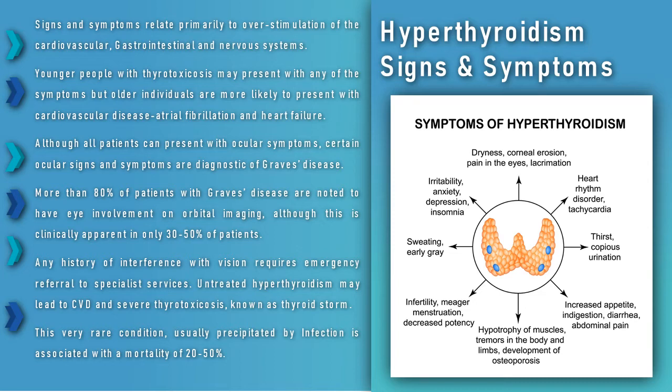Although all patients can present with ocular symptoms, certain ocular signs and symptoms are diagnostic of Graves' disease. More than 80% of patients with Graves' disease are noted to have eye involvement on orbital imaging, although this is clinically apparent in only about 30 to 50% of patients. Any history of interference with vision requires emergency referral to specialist services.